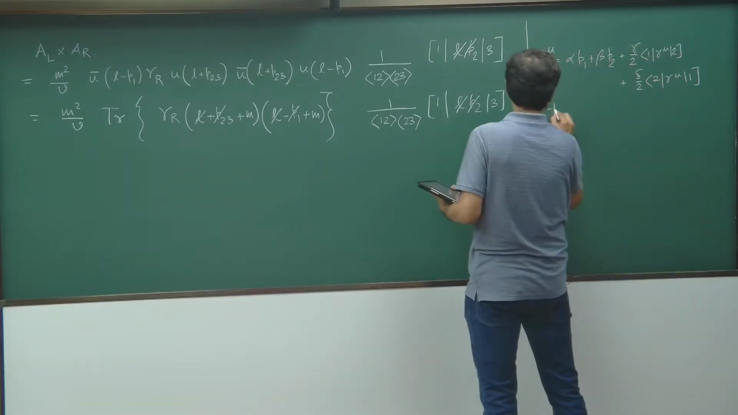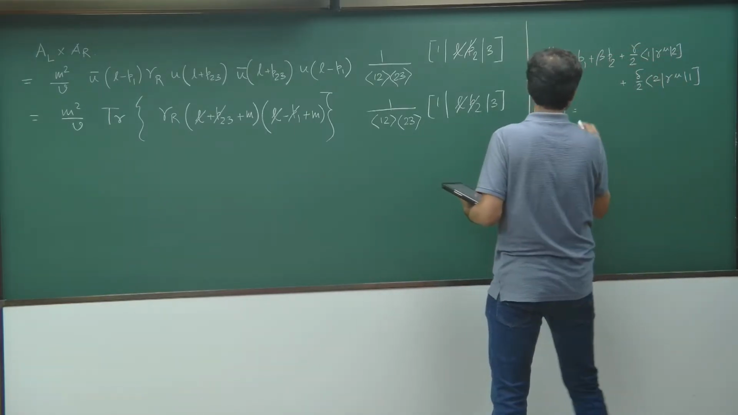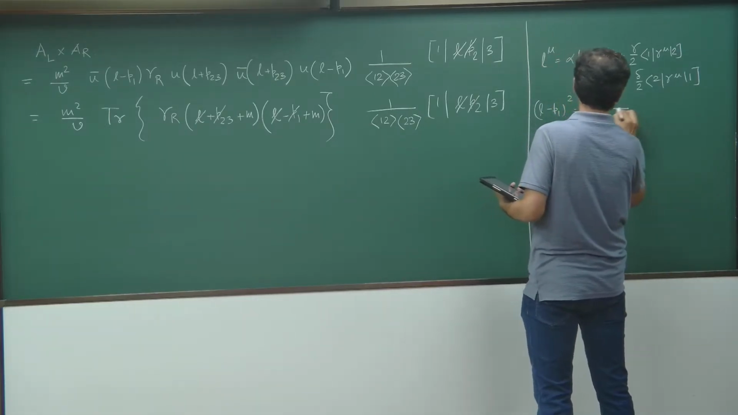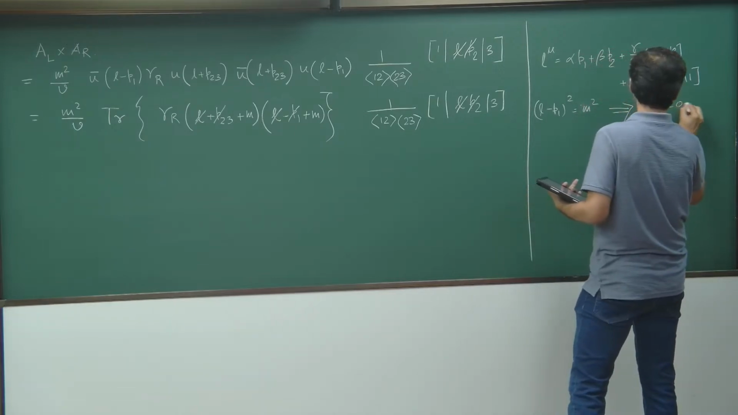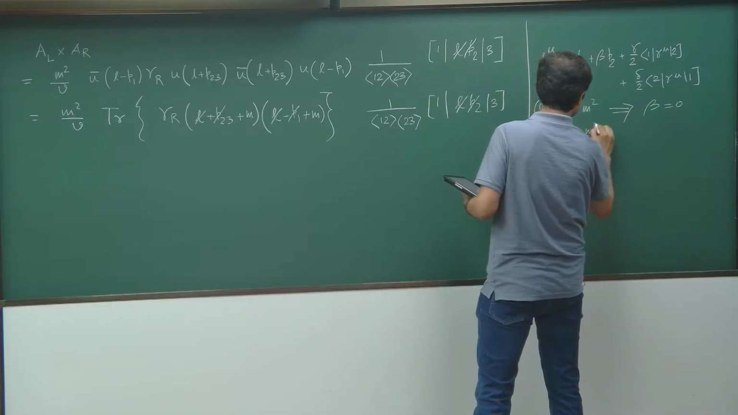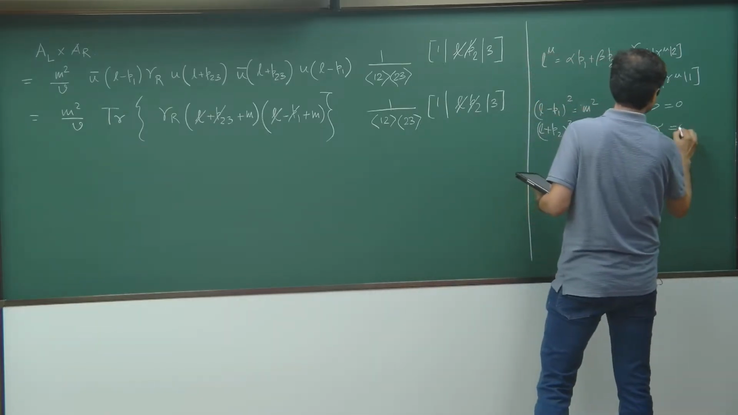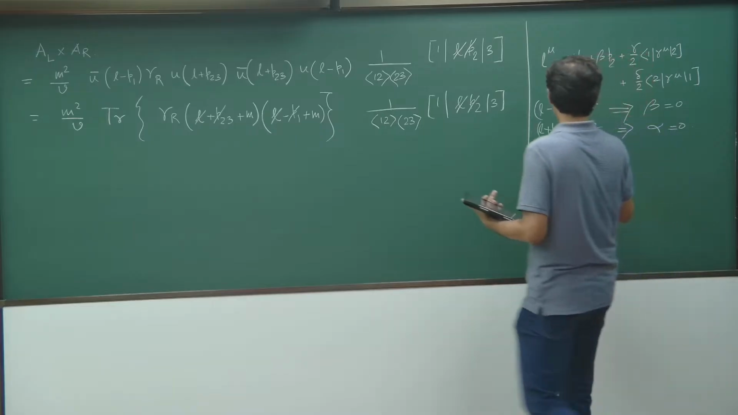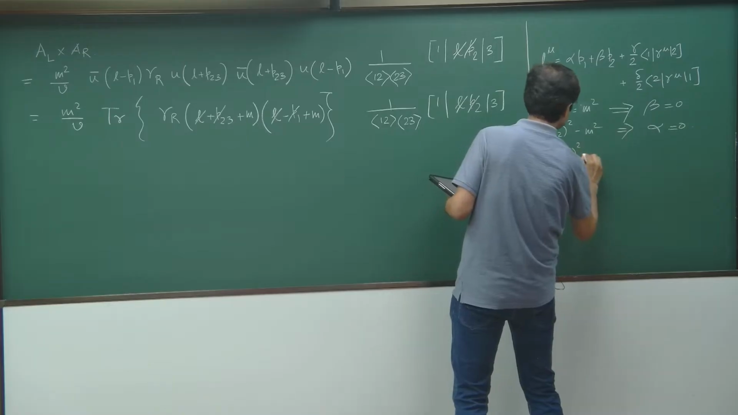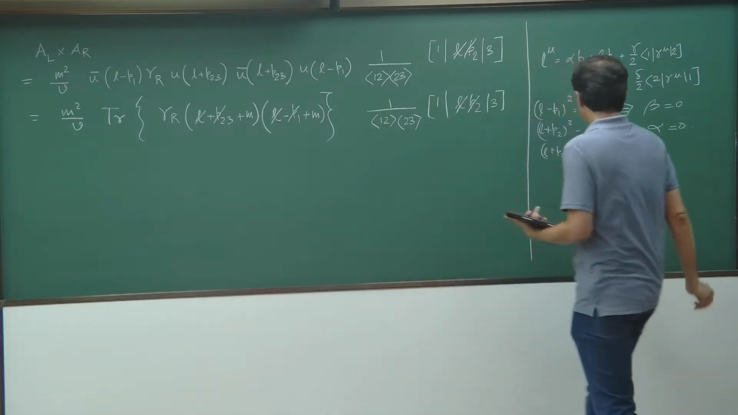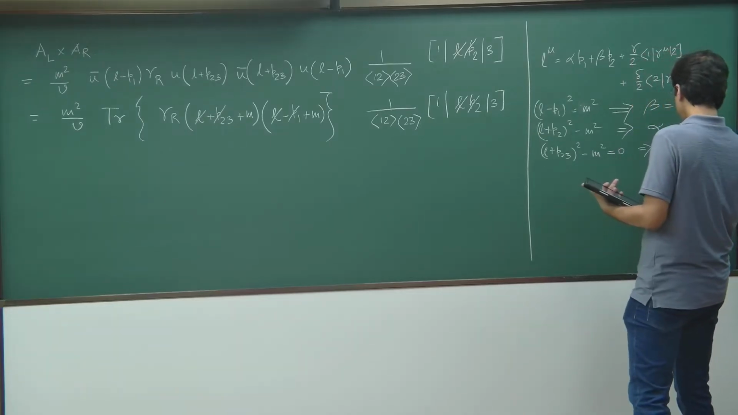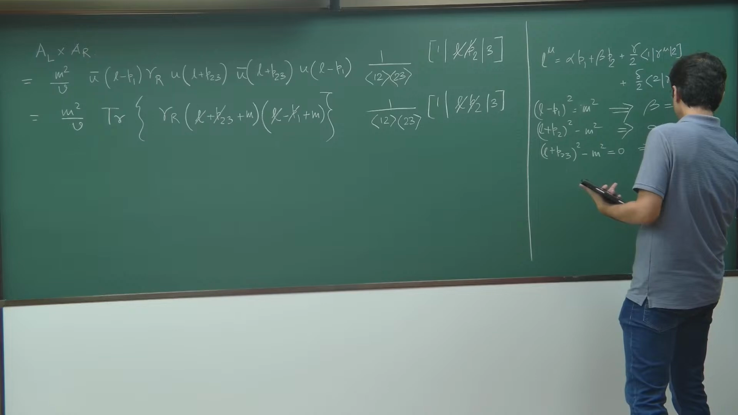Now, as we saw in the last class, (l − p1)² equal to m² will give you β equal to 0. (l + p2)² minus m² will give you α equal to 0. And (l + p23)² minus m² equal to 0. That means what? That means minus s23.